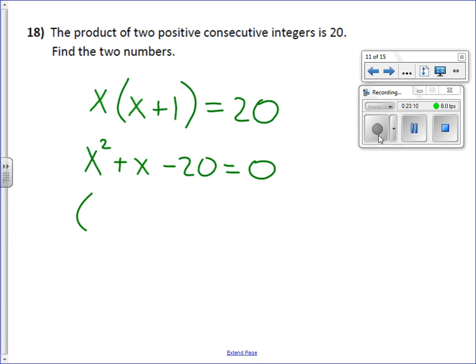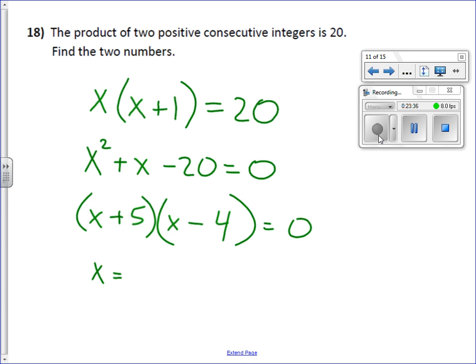So that's going to factor into (x plus 5)(x minus 4). Those numbers will multiply together to give me negative 20, and when you combine them, you get positive 1. And the way you would get 0 is that x would have to be a negative 5, or x would be a positive 4.